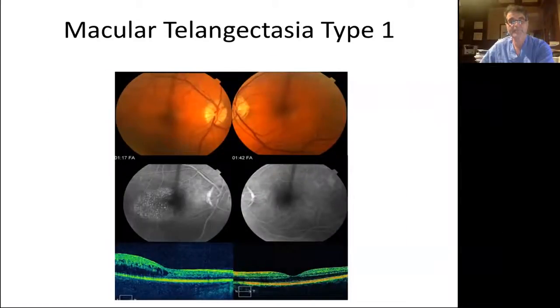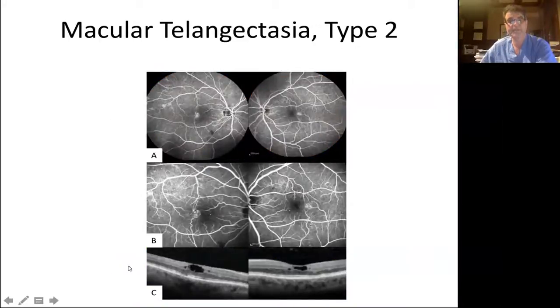Another form of macular edema is macular telangiectasia. This is a case of macular telangiectasia type 1. It's affecting the patient's right eye. The left eye is normal, which is quite typical in type 1 macular telangiectasia. We can see in the fluorescein angiogram these abnormal telangiectatic vessels, which are often temporal to the fovea. And on the OCT, we see this very distinctly temporal edema.